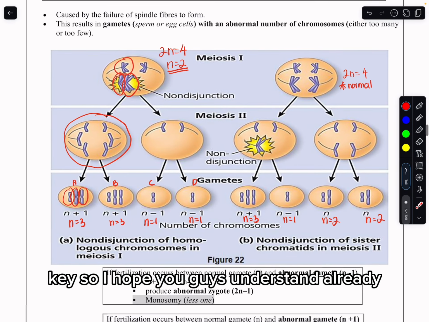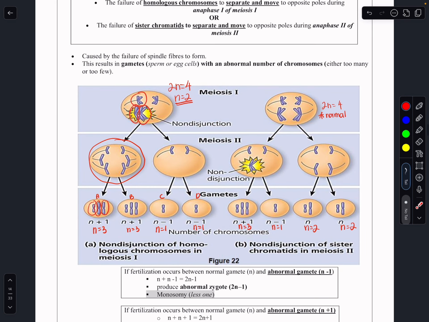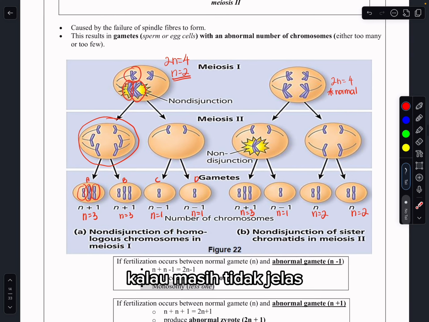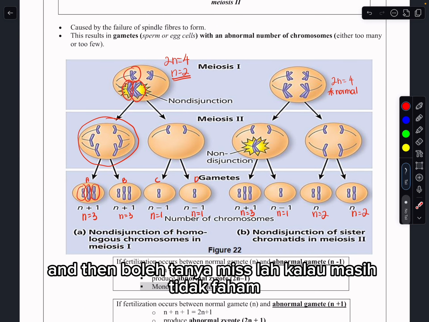Okay, so I hope you guys understand already the concept of nondisjunction because this is very important. Kalau masih tidak jelas, boleh ulang lagi sekali, berkali-kali, and then boleh tanya Miss lah kalau masih tidak faham.